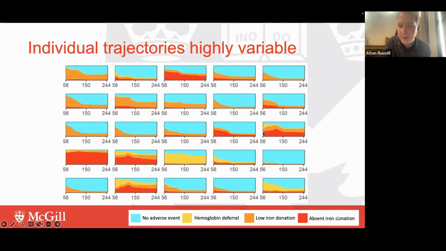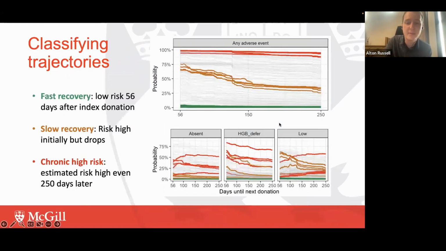You can see from day 56 to about day, let's say 80, it's growing. And that's because people with absent iron stores, their ferritin rises, they become low iron stores before they have normal iron stores and go to the no adverse event category. And similarly, people who are deferred for low hemoglobin, as their hemoglobin recovers, they might have low iron stores before they transition into having no issue. So that's an interesting thing that we found.